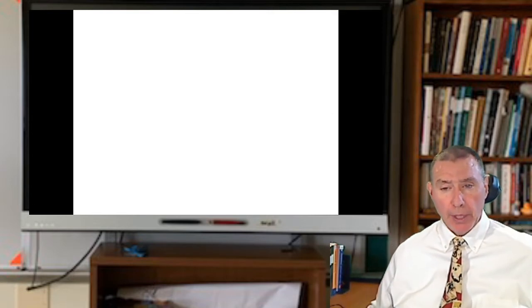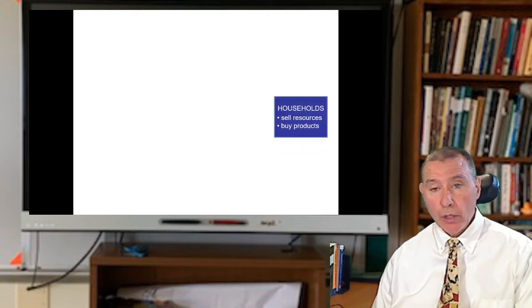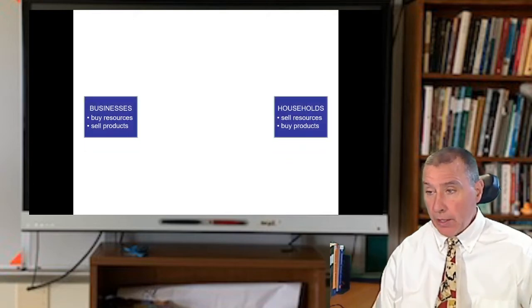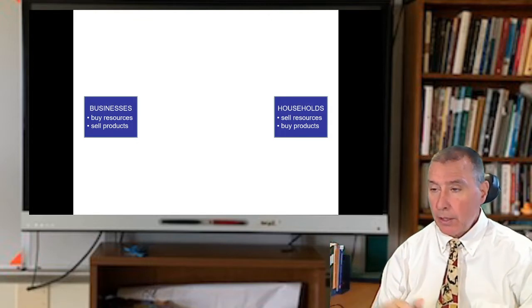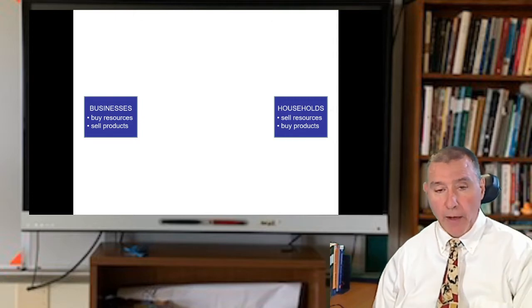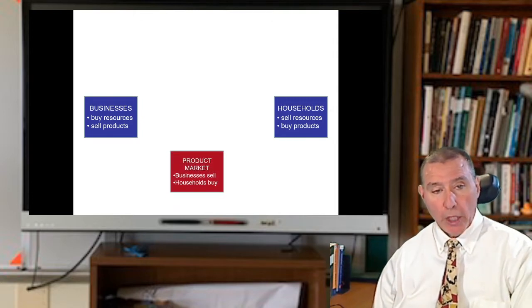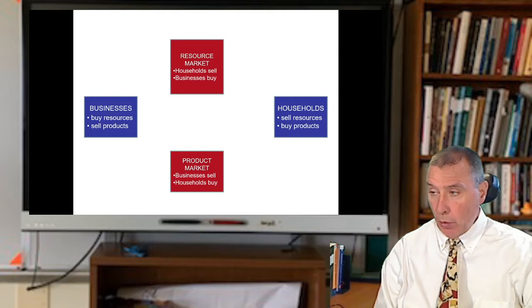All right, guys, let's look at what's called the circular flow diagram. So first thing we want to talk about is who are some of the main players in the economy. We talked about this in the beginning of the year, right? And I always say that the two main groups are your households and your businesses. So you've got them on your two points. And then we're going to have what's called a product market and a resource market.